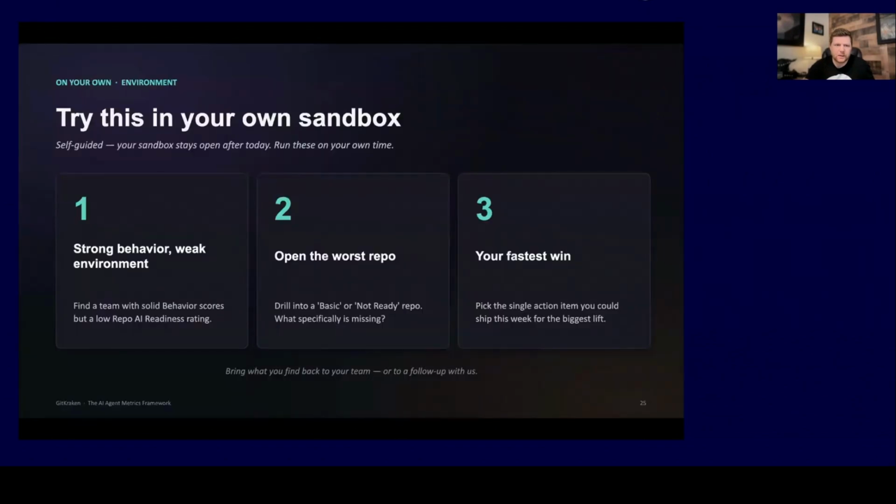And then again, a take-home exercise here for you: being able to find strong behavior in terms of agentic development, but maybe weak environment, right? So finding those areas, open the worst looking repositories, see if you can find those and what specifically is missing. And then try to identify, looking through all the repositories and what they might need, what are some fast wins for your own repositories, for your own code base that you might be able to implement.